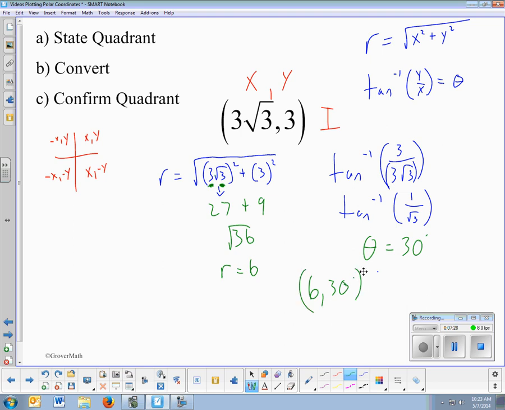Is this also a quadrant 1 angle? Yes, it is, and so we confirm we're in the proper quadrant, and so that's it. Let's look at another example.